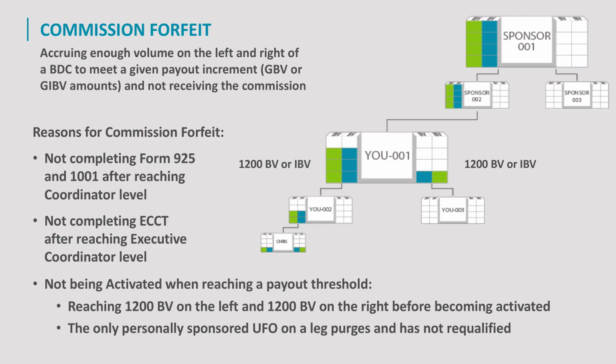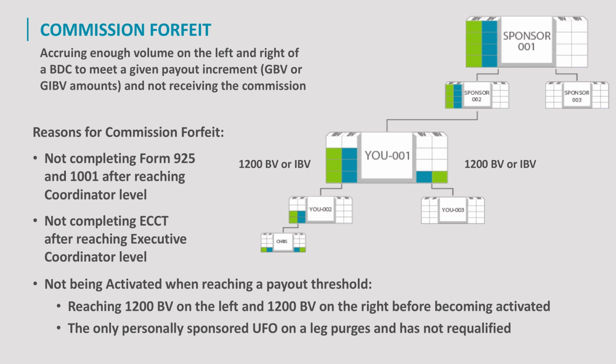I mentioned before what can cause a commission forfeit. If you accrue enough volume on the left and right sides of a business development center to meet your first commission check, but you are not activated, you could again forfeit a commission check. You could also forfeit a commission check if you get to 1,200 and 1,200 and you have not completed the Form 925 and 1001 after reaching the coordinator level, so you need to get that taken care of right away. You could also forfeit a check for not completing the ECCT after reaching the executive coordinator level, and for not being activated, as I talked about.